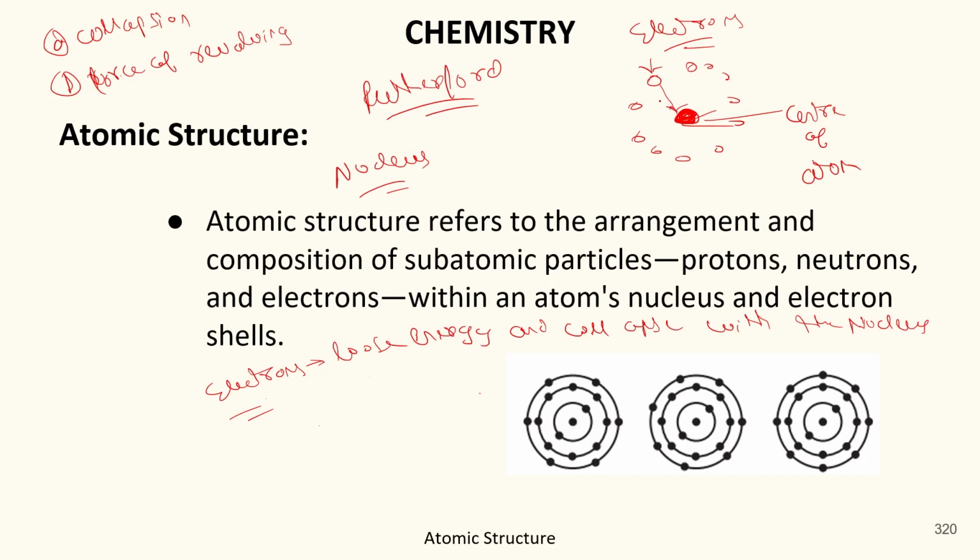So the first question is what is the force behind it, and second was the force of revolving, like why the electrons are revolving around the nucleus. What is the reason? So these two questions arose on Rutherford's model, and ultimately Rutherford's model failed. Got it? So that's how the Thomson model and the Rutherford model failed.